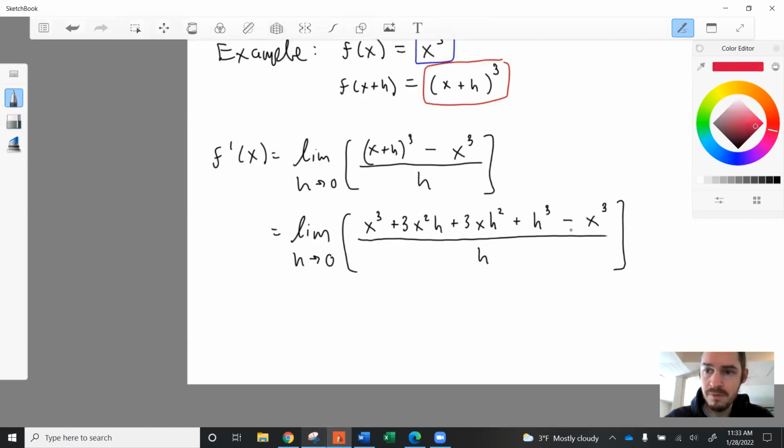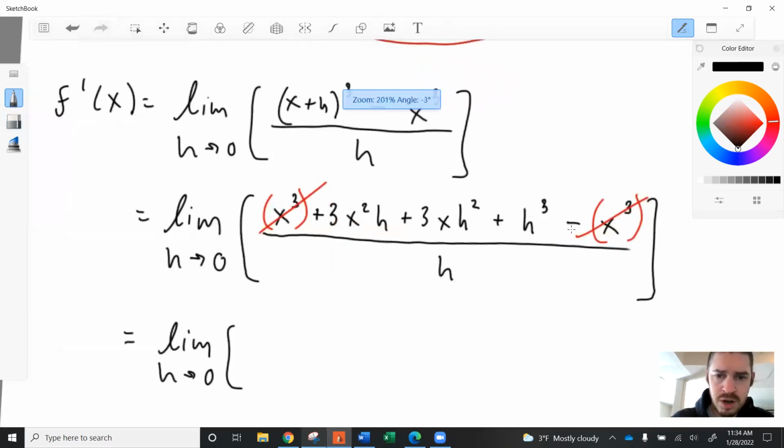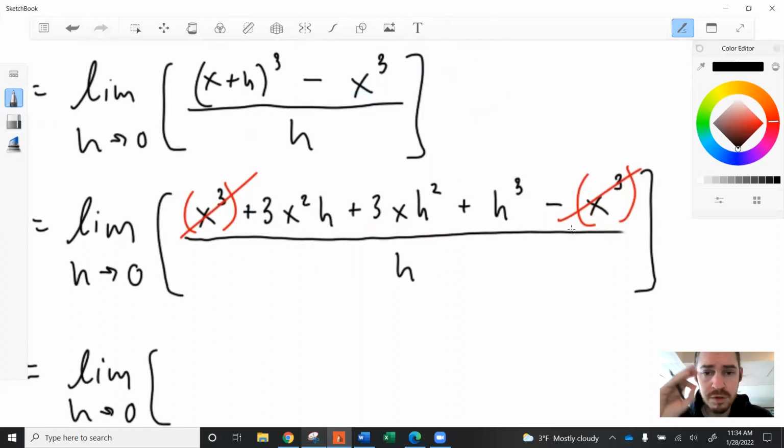But very quickly, we can see something nice happens. We have an x cubed here and an x cubed here. This is positive, this is negative. Those two terms are going to cancel each other out. Lovely. So now our numerator contains only the terms 3x squared h plus 3x h squared plus h cubed.